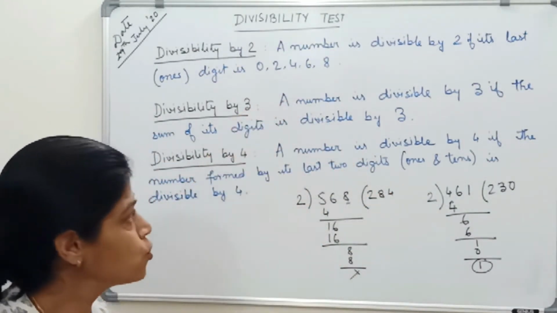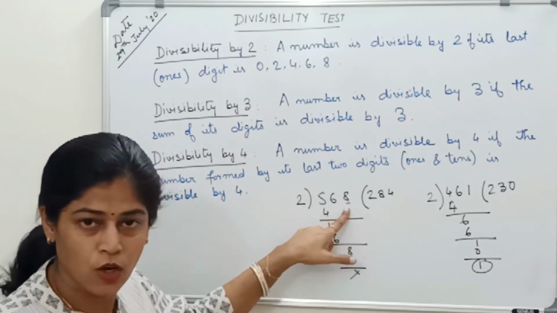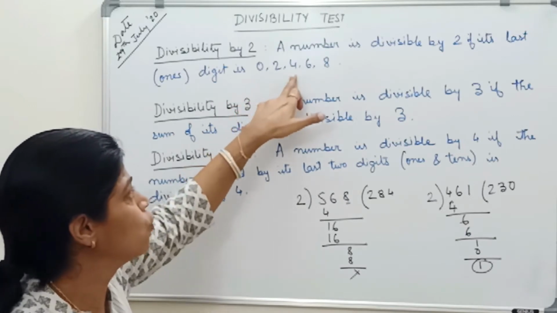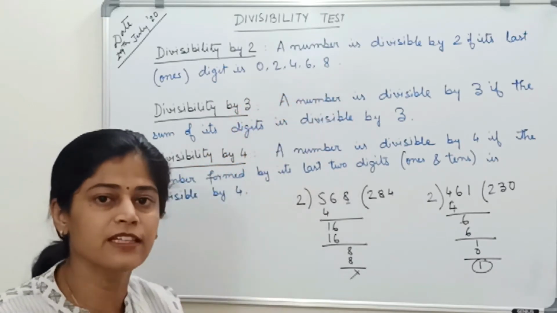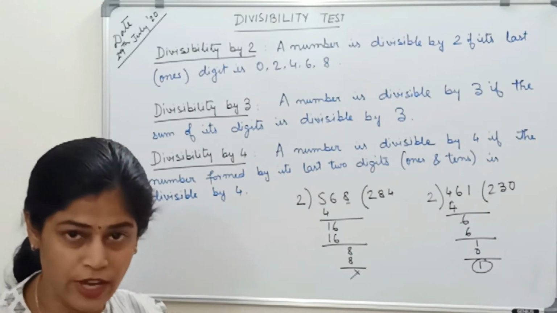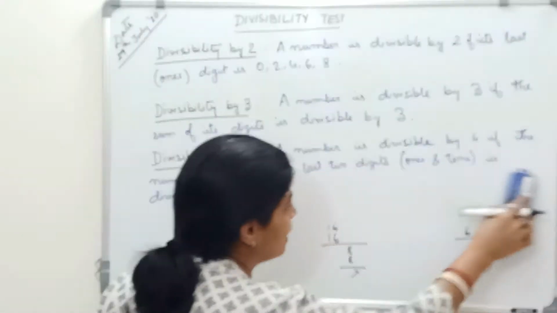So we understood, if the ones place digit or the last digit of a number is either 0 or 2 or 4 or 6 or 8, then the number will be divisible by 2. Or it is said, if the number is even, then the number is divisible by 2.